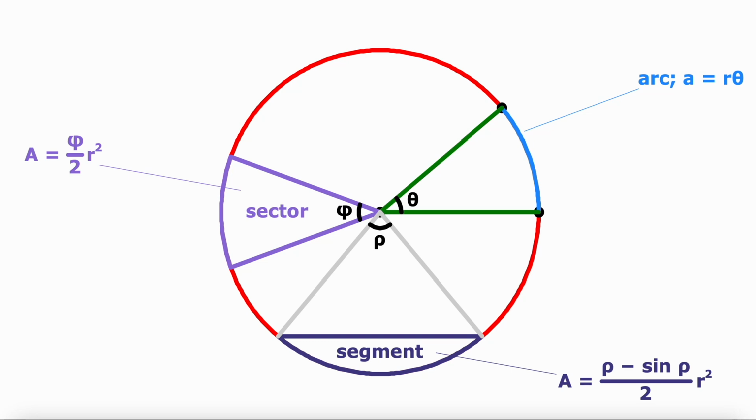A sector is a region enclosed by 2 radii of a circle and the arc between them. The 4 quadrants of the circle and the 2 semicircles are special types of sectors. Lastly, a segment is a region enclosed by a chord and the arc between the endpoints of the chord.